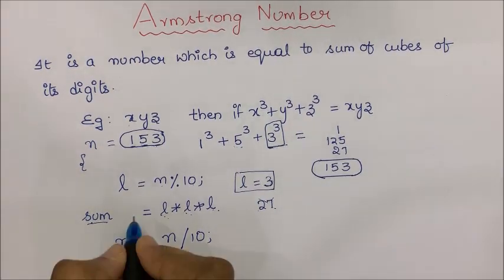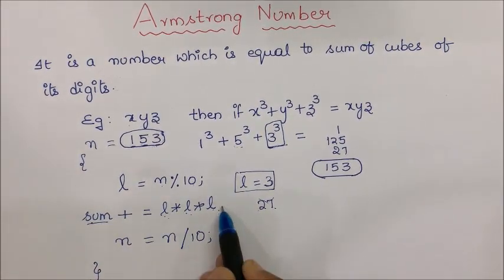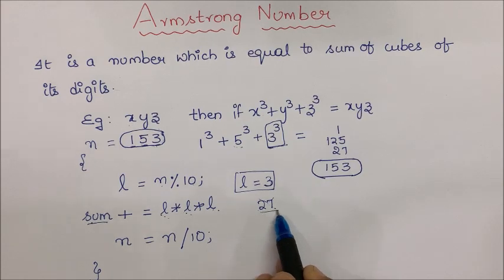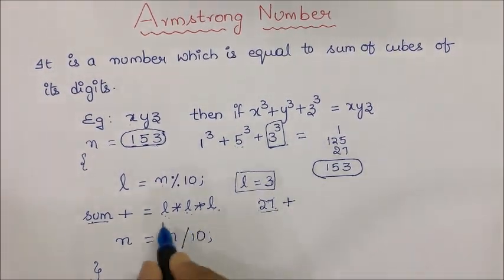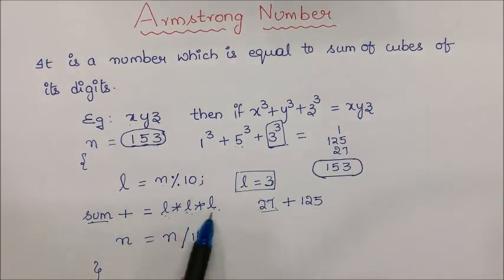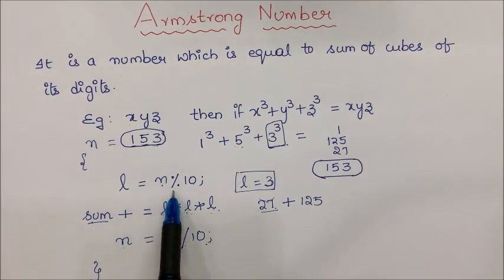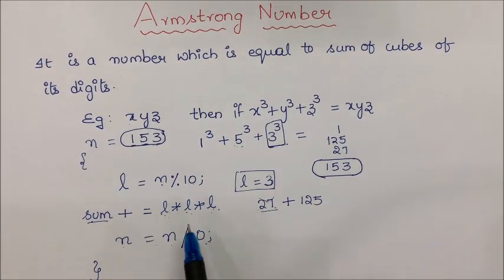So to avoid that, I will simply add this 5 cube value to the previous value 27. That is what we want. So 27 plus 125. And after performing this statement, n is equal to n by 10. 15 by 10 is obviously 1. And now my new value of n is 1. 1 modulus 10 is 1. So L will be 1.